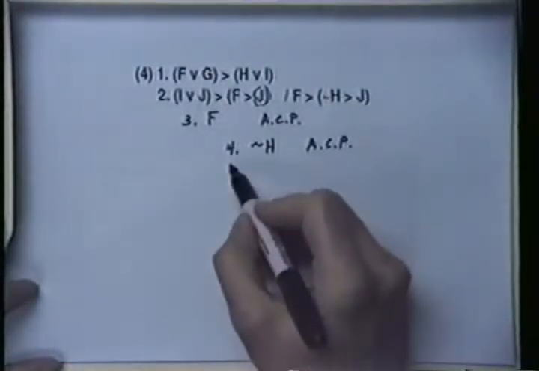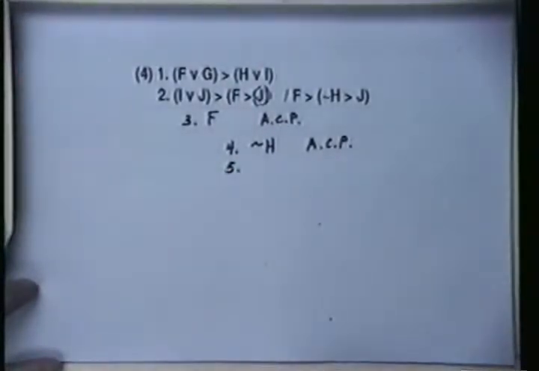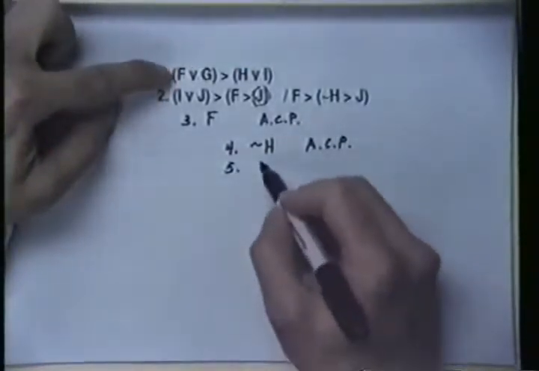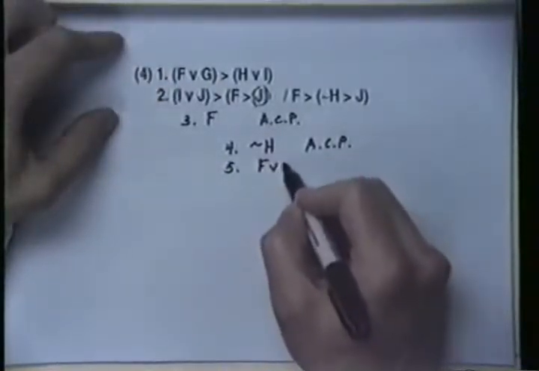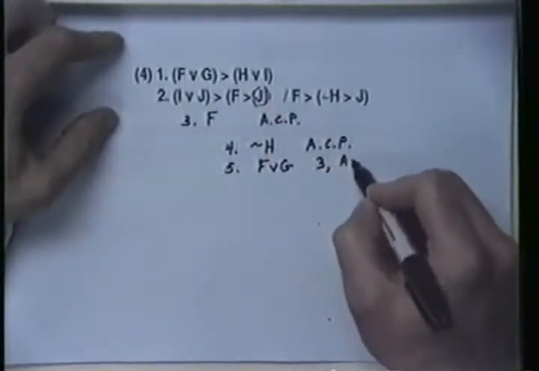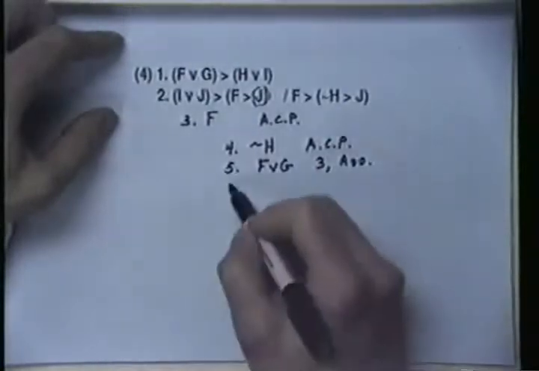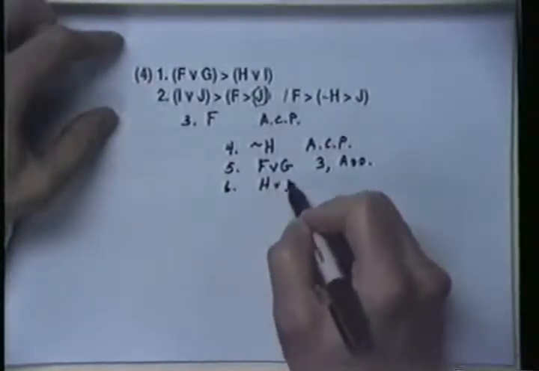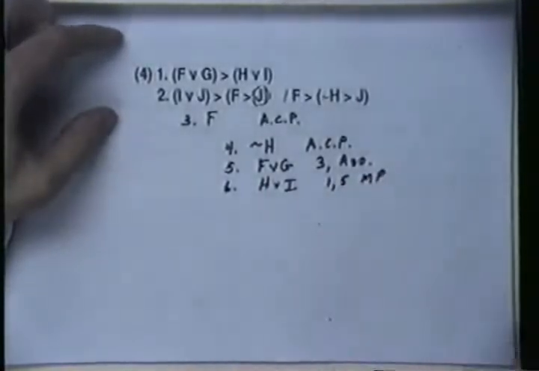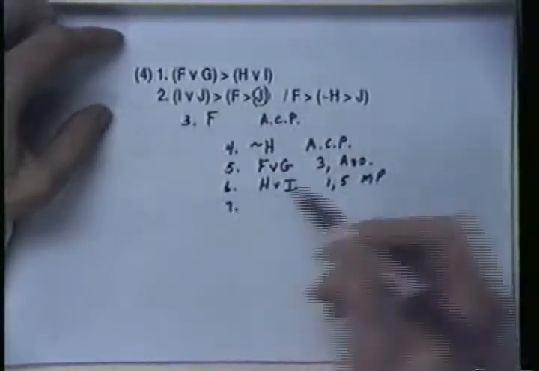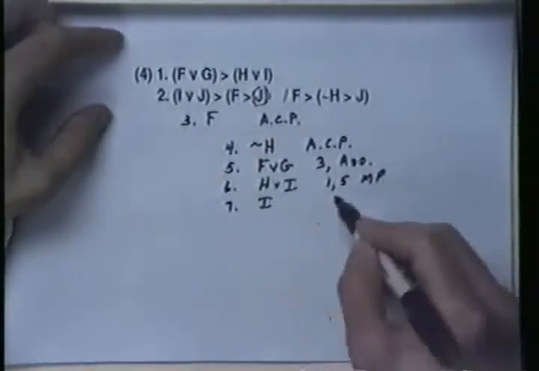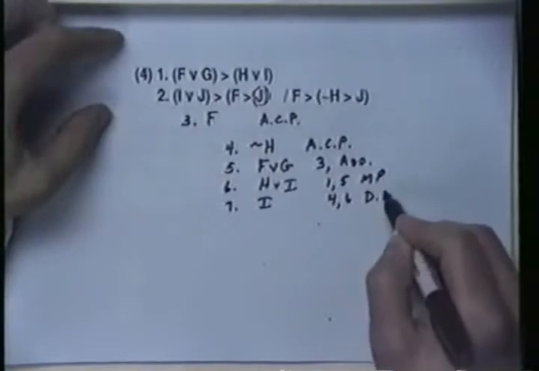Now, that was a little fast, so let's go a little bit more slowly and see how that works. We first want to generate F or G in order to use modus ponens on line 1. That's simple. We have already got the F, and so we cite line 3 and addition. And so we have H or I from line 1 and 5, modus ponens. And now we have not H and this disjunction, so we know I to be true by lines 4 and 6, disjunctive syllogism.